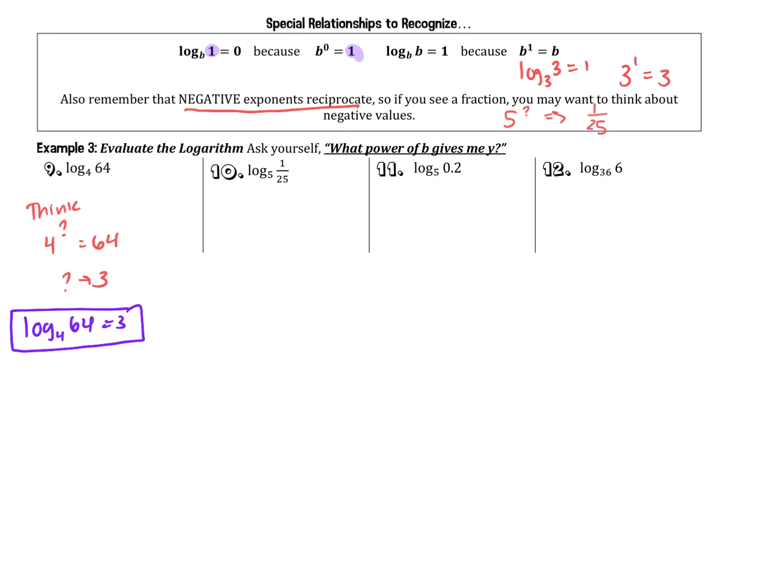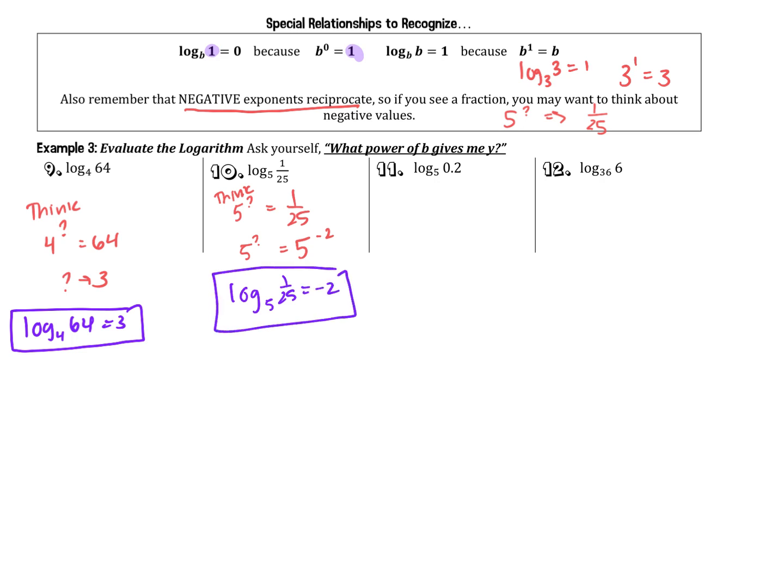So similarly with number 10, we're thinking 5 to what power is going to give me 1 over 25. Well, the first thing that I notice is that 1 over 25 could be rewritten as 5 to the negative second power because 25 is 5 squared. How do I make it go to the denominator of the fraction? I make the exponent negative. So that must mean the exponent that makes this statement true is going to be -2.